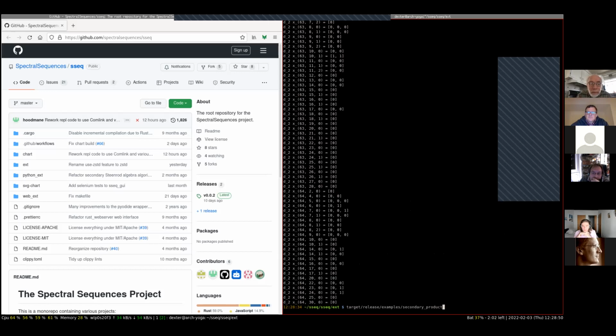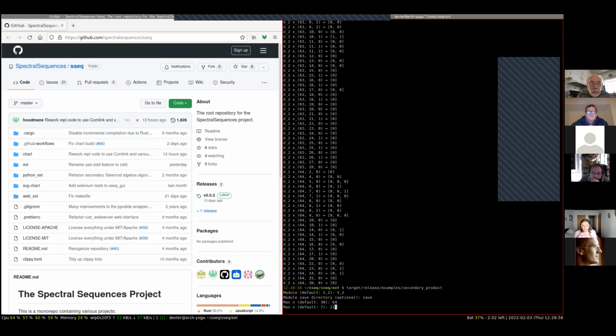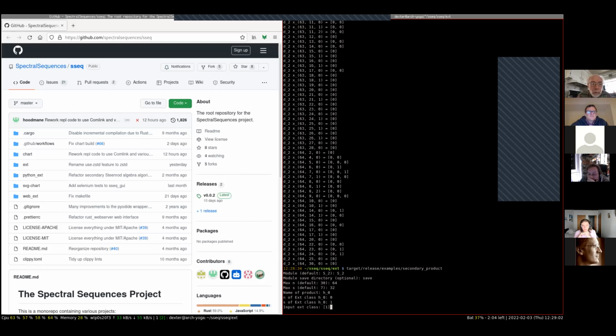And we can compute products as well. So again, S2, we have a save file, 64, 32, and it asks what the product is. So we're going to compute H0, N is 0, S is 1, the class is 1. Now it's computing products, and it'll output the product as well. This computes all the secondary products with H0.